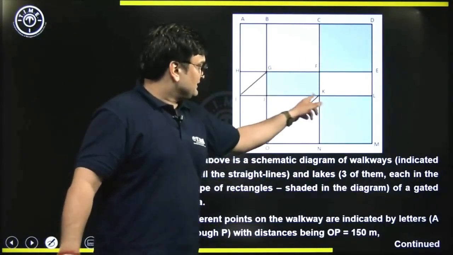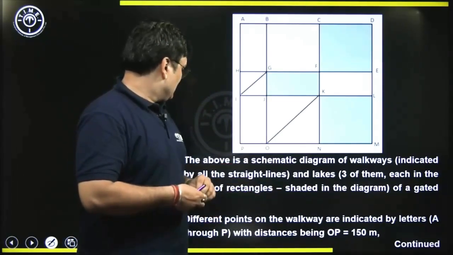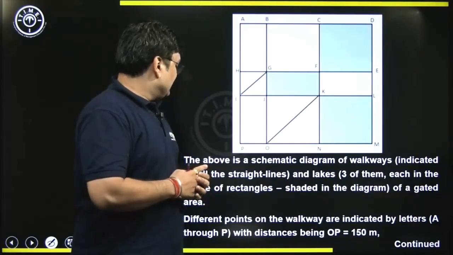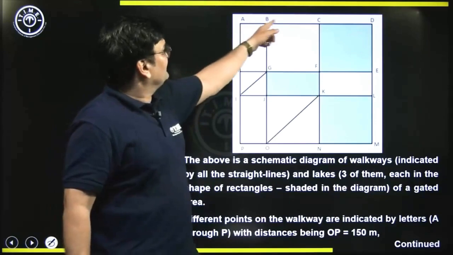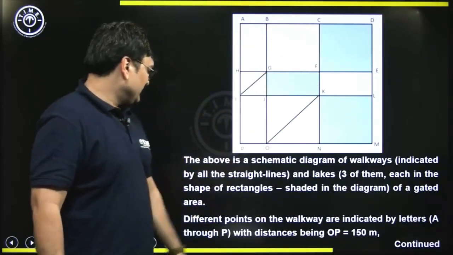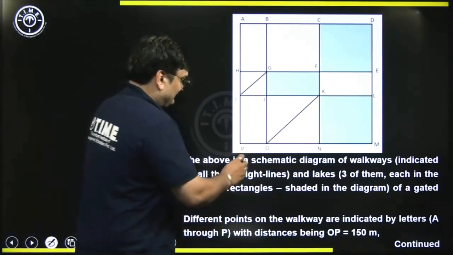So, these 3 are, I suppose, lakes, each in the shape of rectangles shaded in the diagram of a gated area. Different points on the walkway are indicated by letters A through P, as you see here, A, B, C, D, E, F, G, H, so on till P, with distances being OP is 150. So, this is 150.